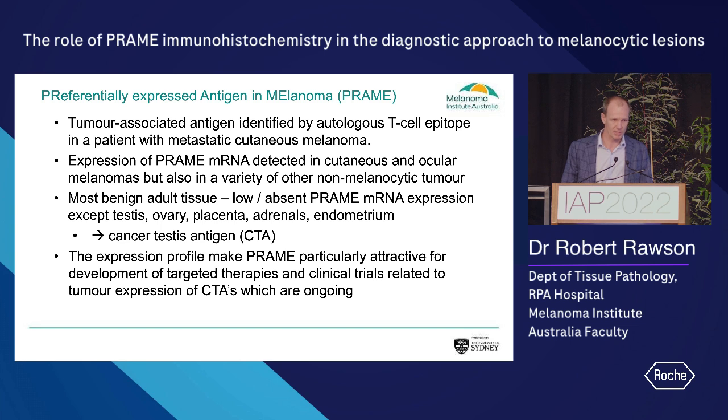Most benign tissues have very minimal to low or none PRAME mRNA expression, except the testis and a few other sites, and that's why it's in the category of a cancer testis antigen. And due to that profile, obviously, that is an attractive profile for the development of targeted therapies in melanoma and other malignancies, and there's several ongoing trials in that space.